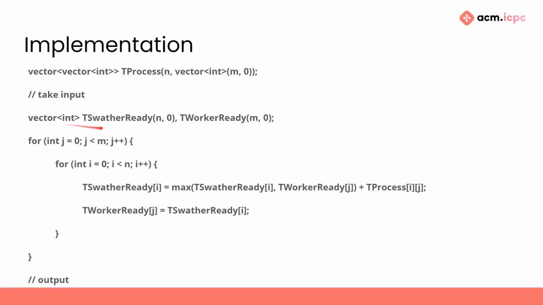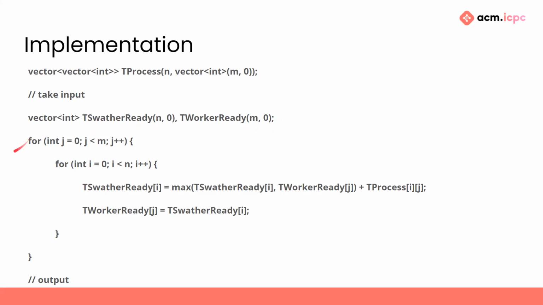And then we declare 2 other vectors, t swatter ready and t worker ready. So t swatter ready is a vector of n elements, each indicating the ready time for that swatter, right? We have n swatters, so we need n slots to store these ready times. Similarly, we have a vector of n elements, called t worker ready, which is used to indicate the ready time of each worker.